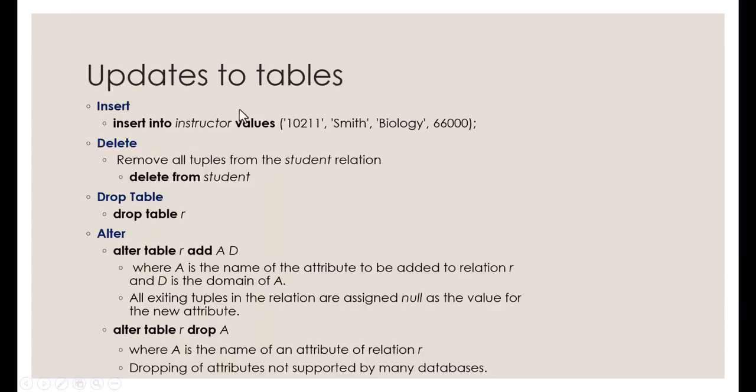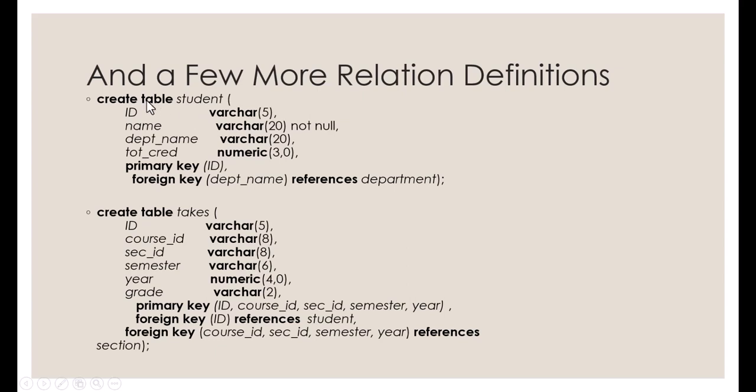Here we are creating a table called student. It has ID, name, department name, and total credits. Total credits will allow up to 3 numbers, and if there is no decimal point. The primary key here is ID. It has a foreign key, department name, also referencing department.